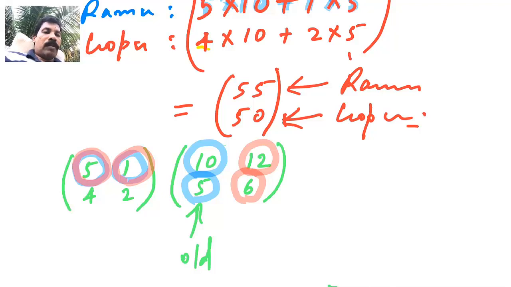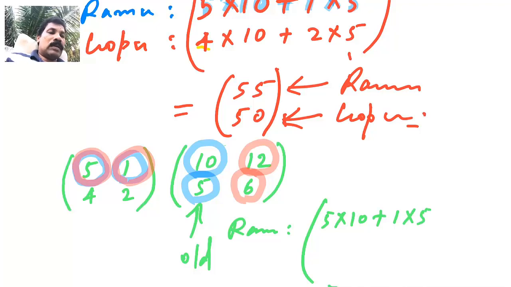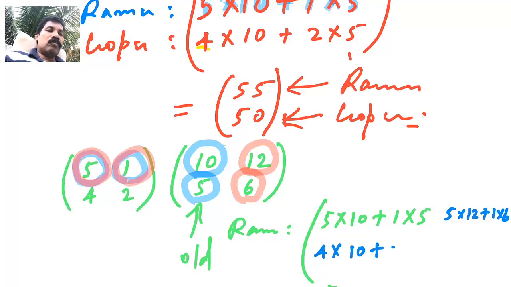For Ramu, the old rate gives 5 multiplied by 10 plus 1 multiplied by 5. And for the new rate, what do we have to do? The new bill will be 5 multiplied by 12 plus 1 multiplied by 6. In the same way, for Gobu also we have to do 4 multiplied by the old rate plus 2 multiplied by the old rate. And for the new bill, 4 multiplied by the new rate and 2 multiplied by the new rate.